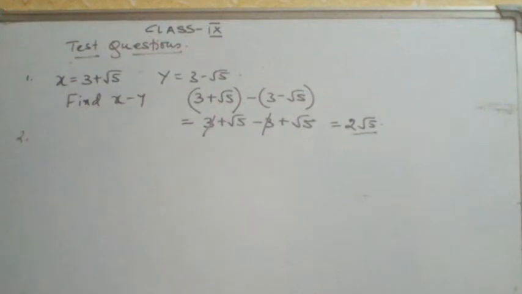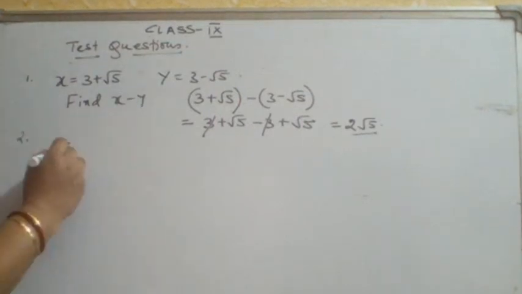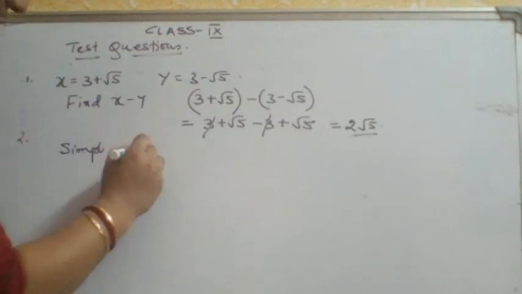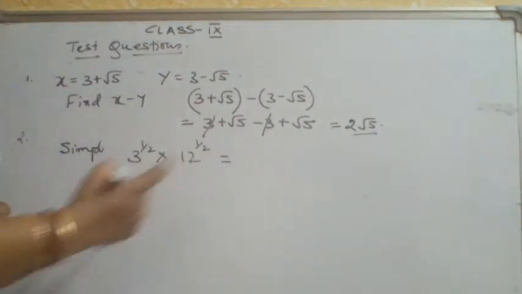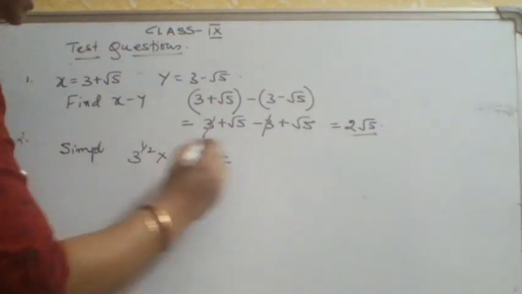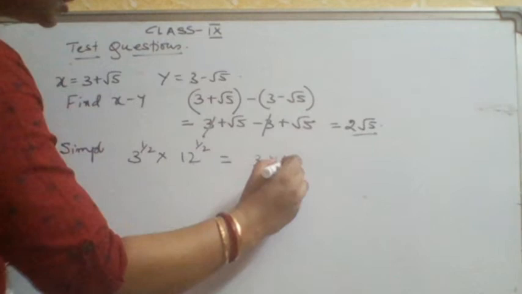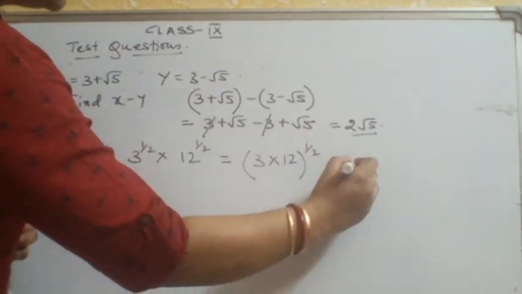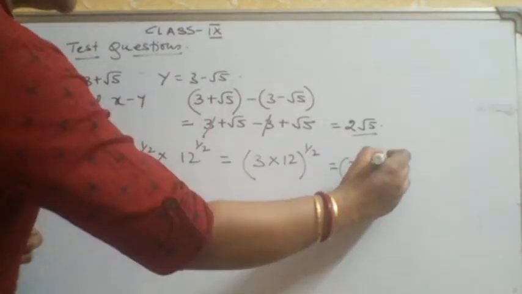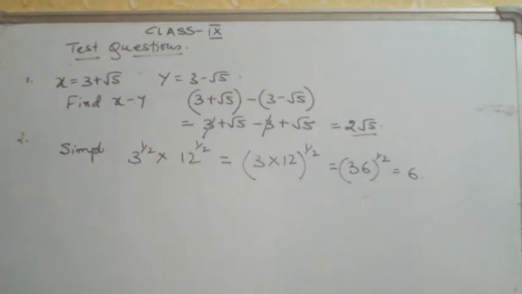Now question number 2 is simplify: 3 raised to 1 by 2 into 12 raised to the power 1 by 2. Yesterday we did the laws of exponents. See, the base is different but the power is the same. So this is 3 into 12 whole raised to the power of 1 by 2. 3 into 12 is 36. 36 to the power 1 by 2 is 6. The answer is 6 for the second question.